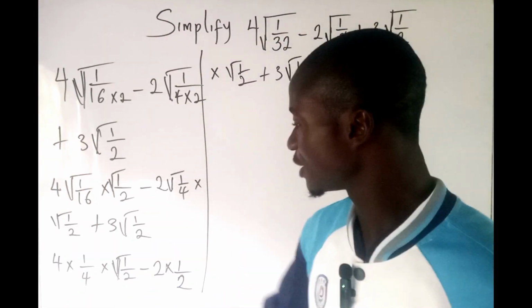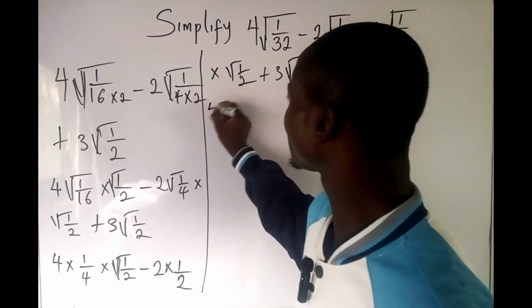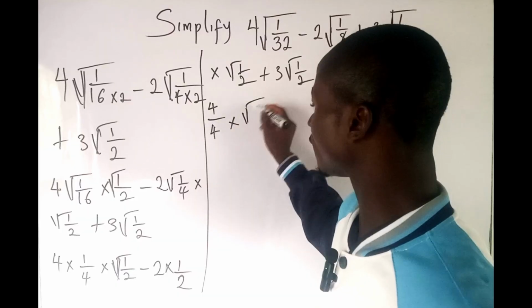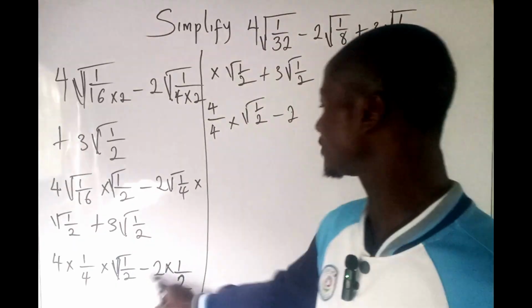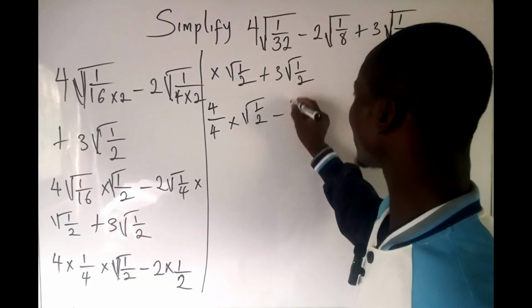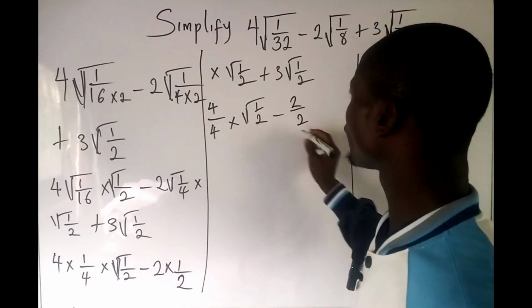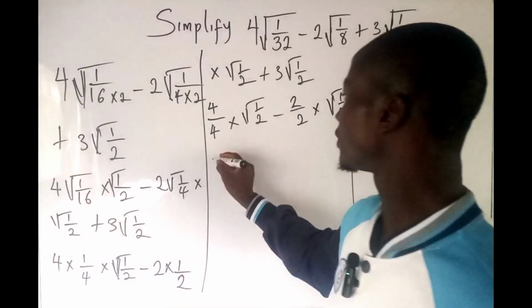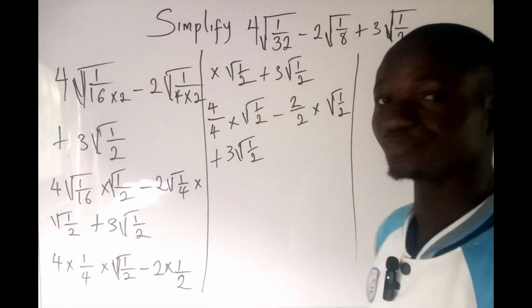Now what do we do next? We find that this is 4 times 1, which is 4 over 4, times root of 1 over 2. So minus 2. Okay, 2 times 1 is 2, we have 2 over 2, right? 2 over 2, then times root of 1 over 2. Then plus 3 root 1 over 2.